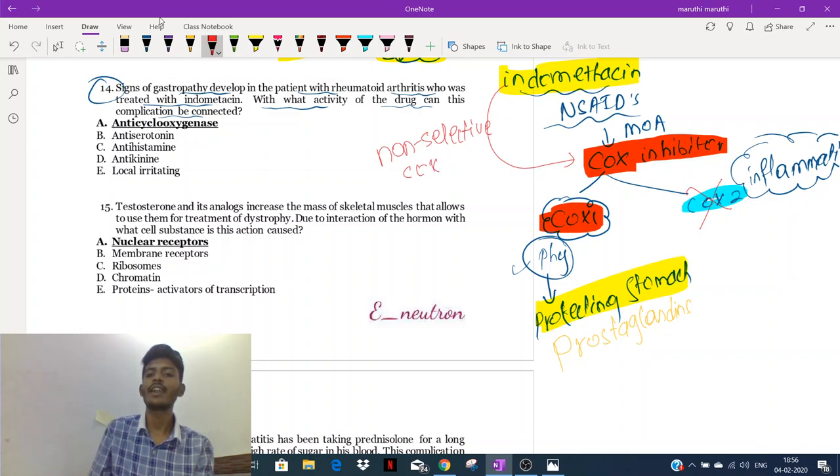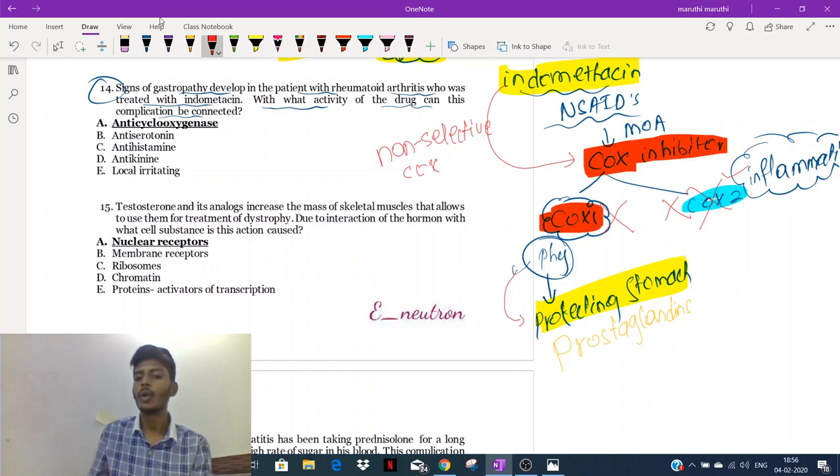So if it is a non-selective COX inhibitor, means what? It will block both COX-1 and the COX-2. COX-2 blockage will lead to treating the inflammation, but COX-1 blockage will lead to what? No prostaglandin. If there is no prostaglandin, no protection to the stomach. Means if there is no COX-1, no physiological protection. If there is no physiological protection, means that the patient will end up having ulcer.